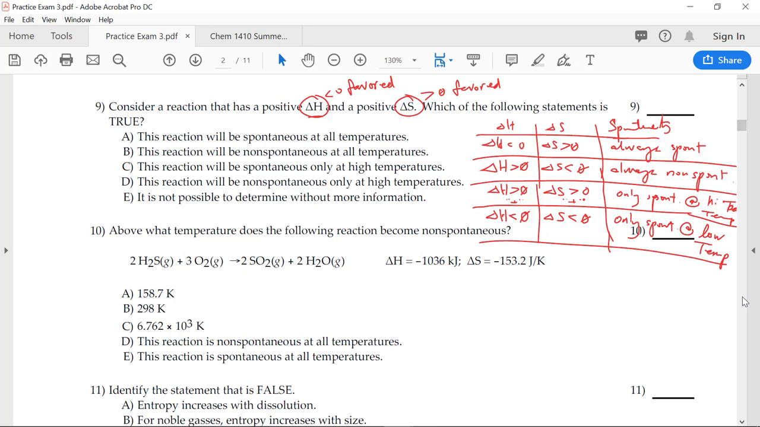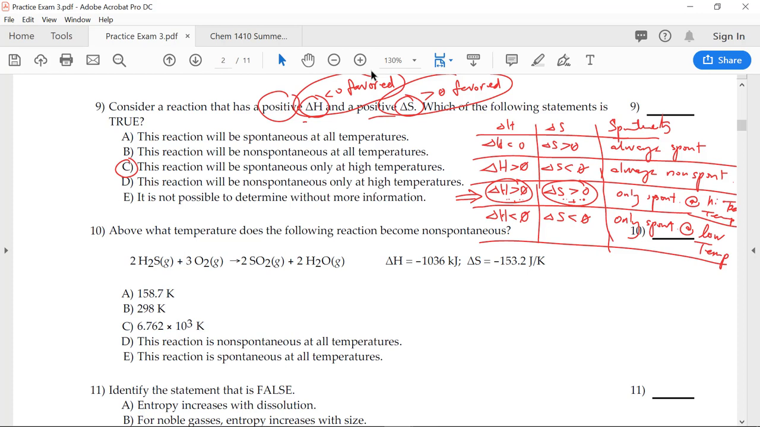So for this reason, in this process, it tells you have a delta H that is positive. Remember, when I was writing delta H smaller than zero, that means it's favored. This is for the general learning process. In this particular question, it tells you have a positive delta H and a positive delta S. So you're talking about this situation. This is disfavored, this is favored. So the reaction will be spontaneous only at high temperature. That's why for question number 9, C is the correct answer.